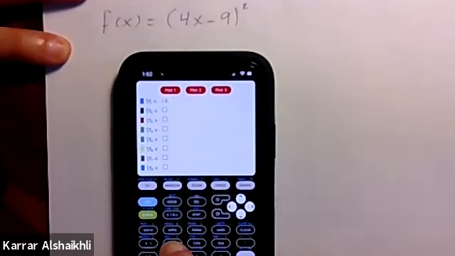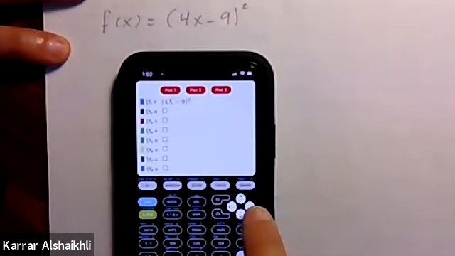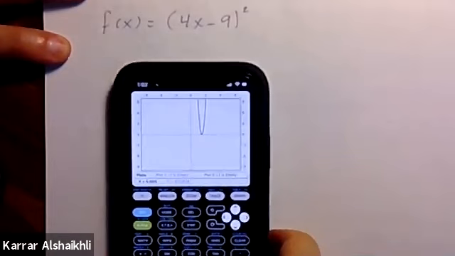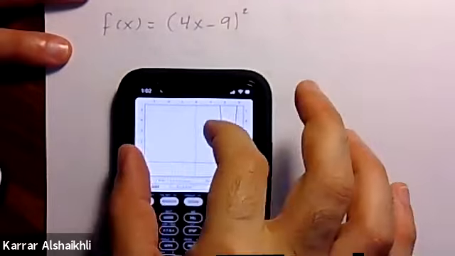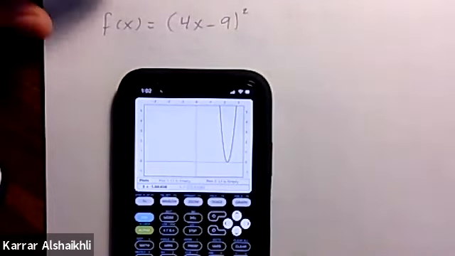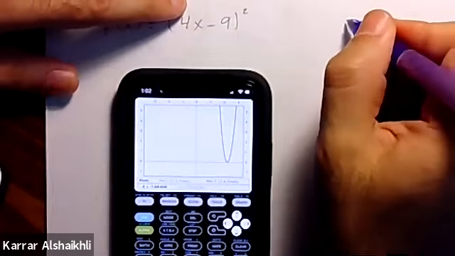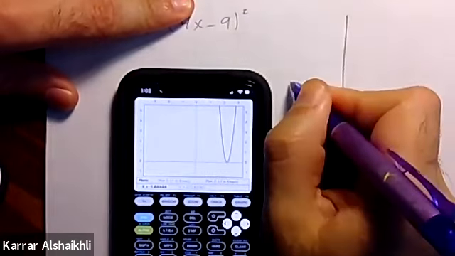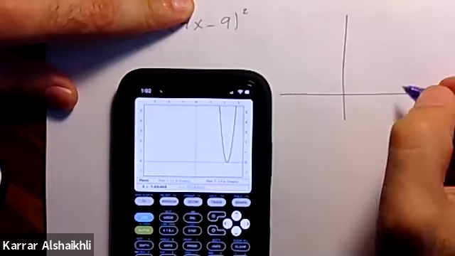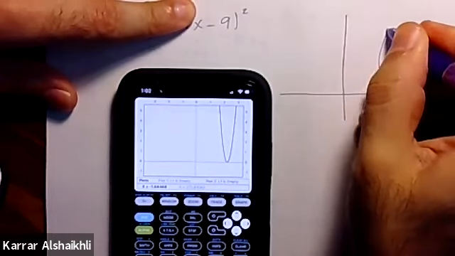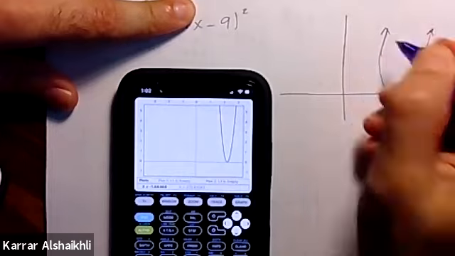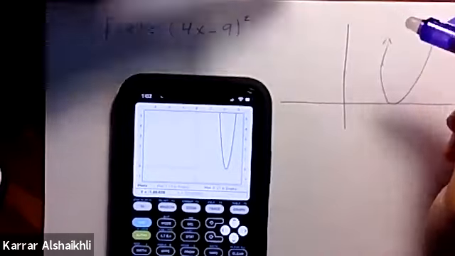Parentheses 4x minus 9. Close the parentheses and put down the square. Graph it. Here's the graph, which is exactly the same as the previous graph. So here's my graph. It's going to be like this. So I'm going to do a simple graph here. And here is my graph. It's like this on this side. Let's do it here.